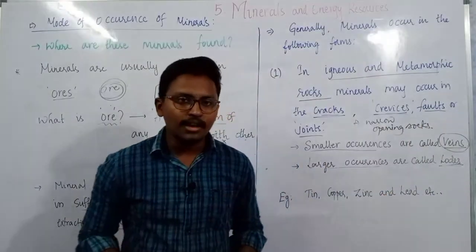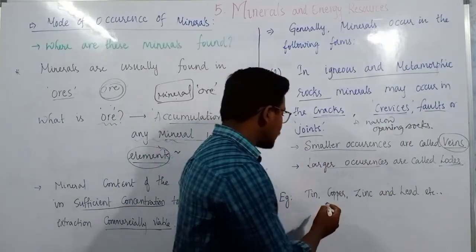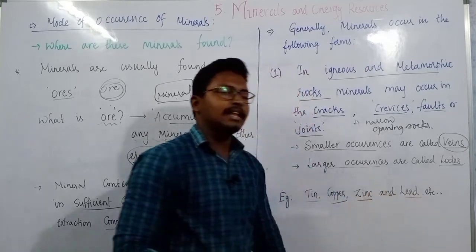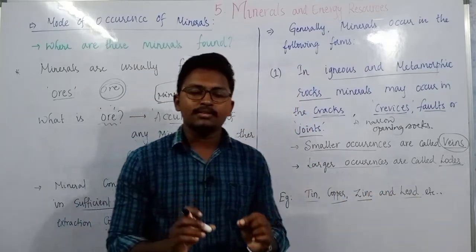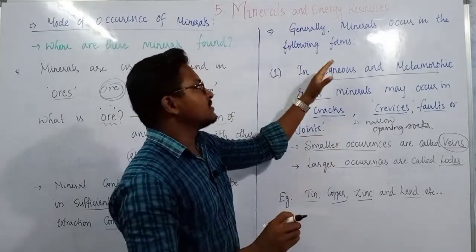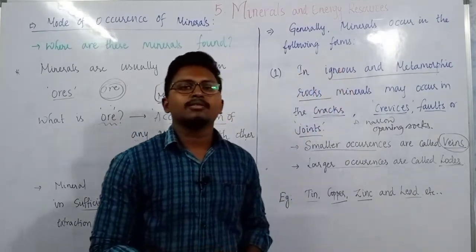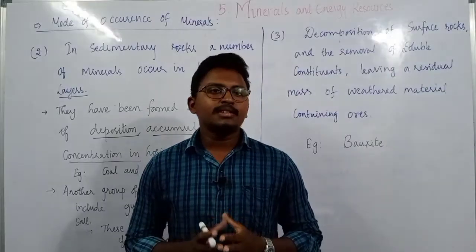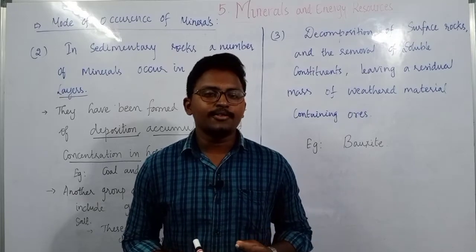And what are the examples? The examples are tin, copper, zinc, as well as lead. So these are some of the best examples of the minerals which may occur in igneous and metamorphic rocks. So next we will discuss the second mode of occurrence of these minerals.